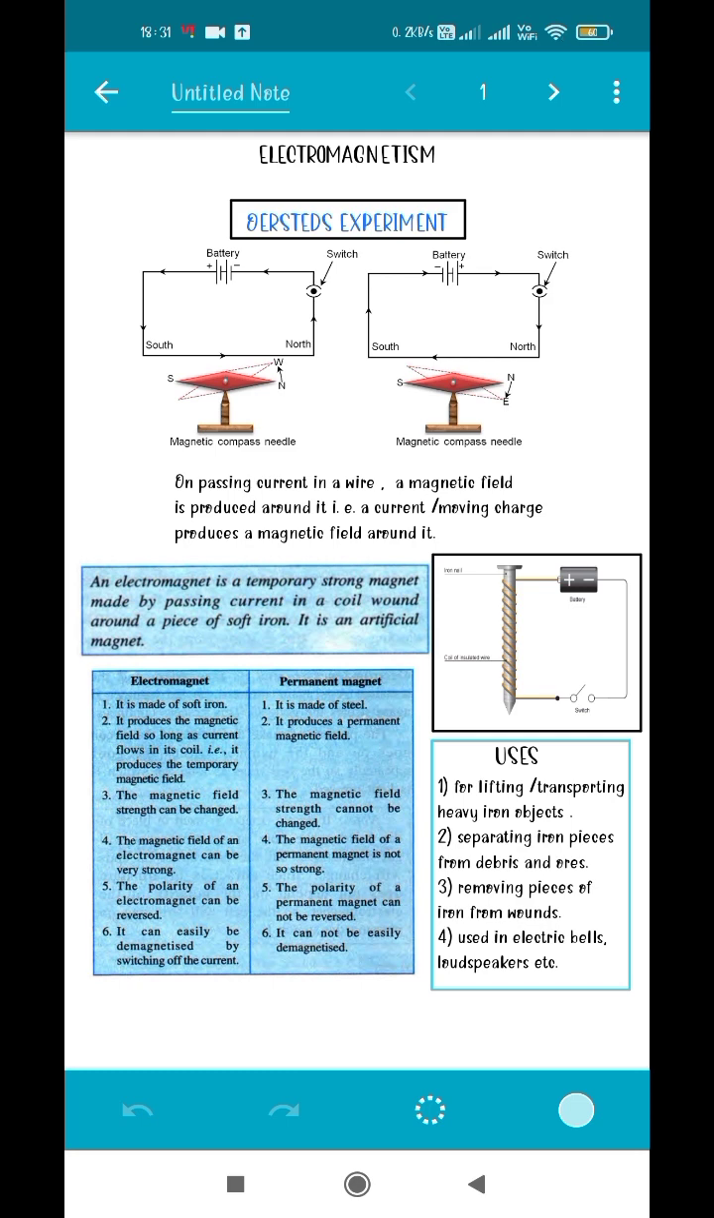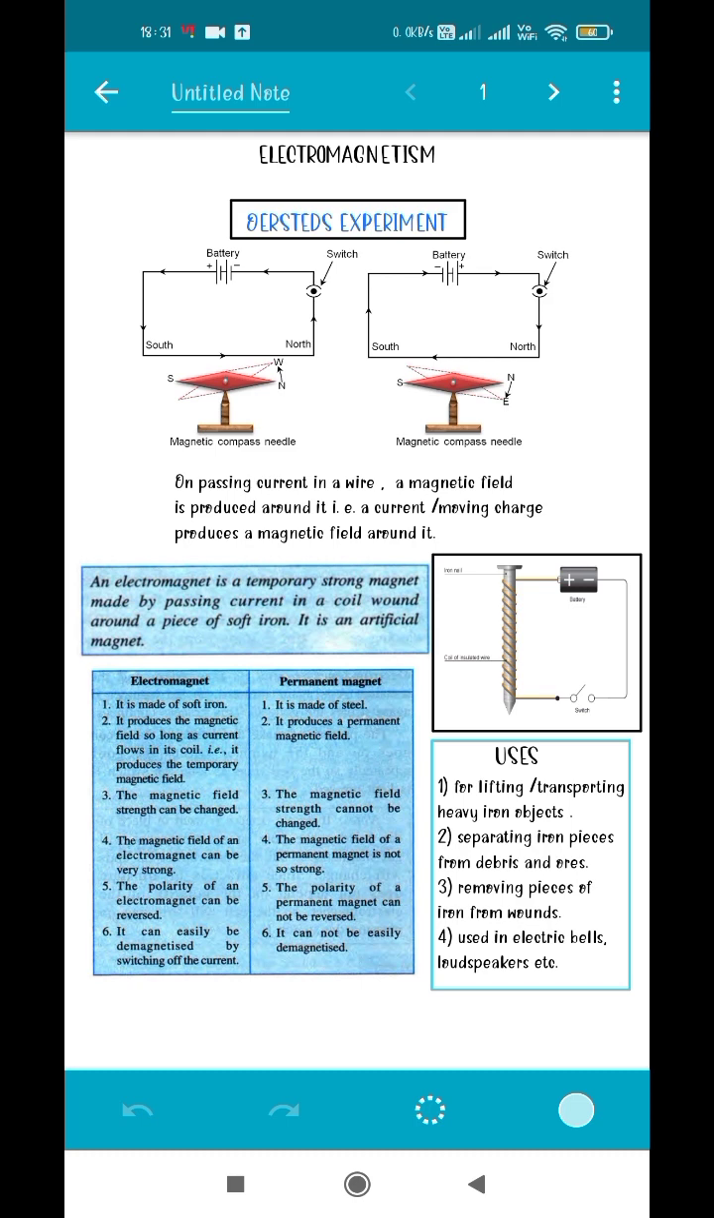An electromagnet produces a magnetic field which is temporary. It is not permanent, because as soon as you switch off the current, it stops behaving like a magnet. But in case of a permanent magnet, it produces a permanent magnetic field. An electromagnet produces a very strong magnetic field. That means an electromagnet is comparatively stronger than a permanent magnet, whose magnetic field is not that strong. The magnetic field in an electromagnet can be changed. We can make it stronger, we can make it weaker. But in case of a permanent magnet, it is fixed.